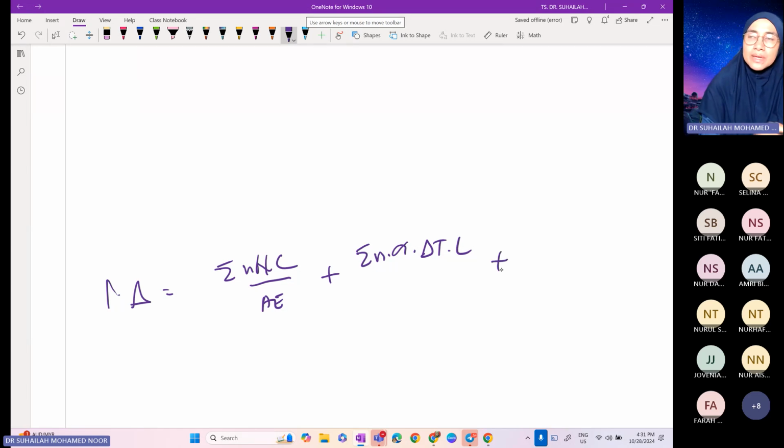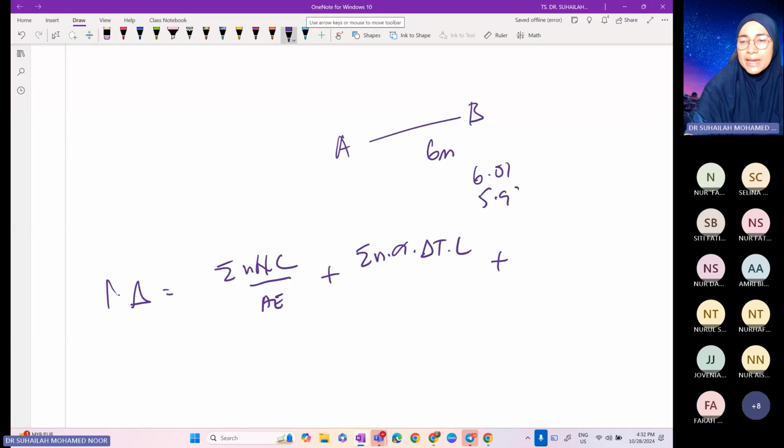Okay, and another one, if the truss is fabricated with fabrication error. Fabrication error means, for example, AB, this is the steel span for one member. Let's say this span, the length is 6 meter, but during construction, the length of this member is fabricated 6.01 or 5.99 for example. So it cannot be exactly 6 meter.